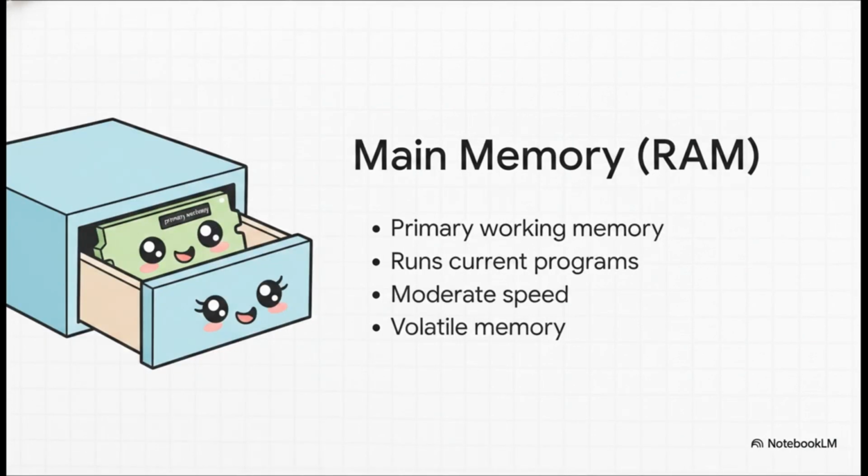Next up is main memory, which you probably know best as RAM. Think of RAM as a desk drawer right next to you. Obviously, it's slightly slower to pull open a drawer than it is to grab something already sitting on your desk, right? But that drawer is crucial because it holds all of your current active working projects. RAM is your primary working memory. It stores all the programs you're running at this very moment. It's got a moderate speed, but remember, it is volatile memory. What does that mean? Well, it means when you turn the computer off, that drawer gets completely emptied out.